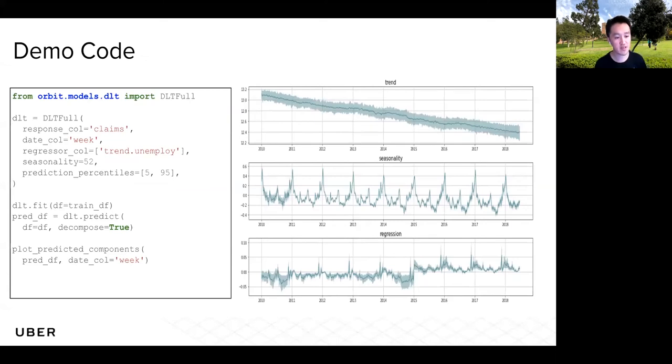Just to show you a very simple demo code. Again, Orbit is a high-level wrapper of Pyro. We follow the scikit-learn style framework: we initialize a model, and then we just use fit and predict to get the training and prediction done. Here, I set decompose to true so that we can look at the decomposition of the hidden states. We also use the plot functions built into the package.